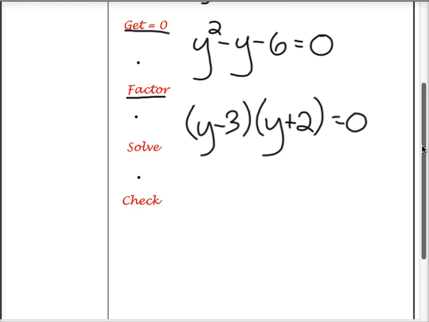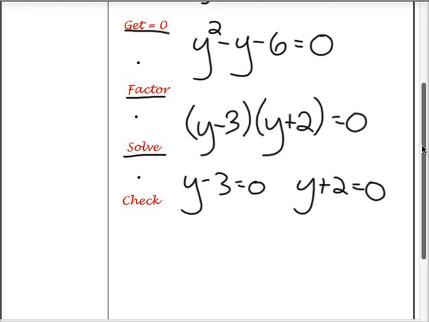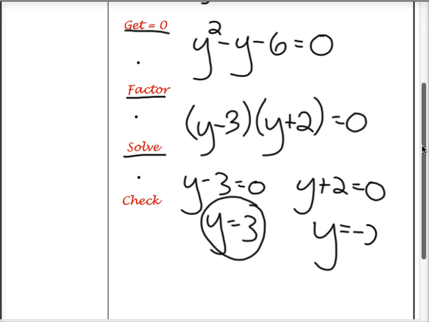So this time it's going to be a negative 3 and a positive 2. So we're done with the factoring step. Let's move into our solving step. To solve this, like you've seen so many times before, set both equal to 0 and solve. So you get y equals 3 and y equals negative 2.